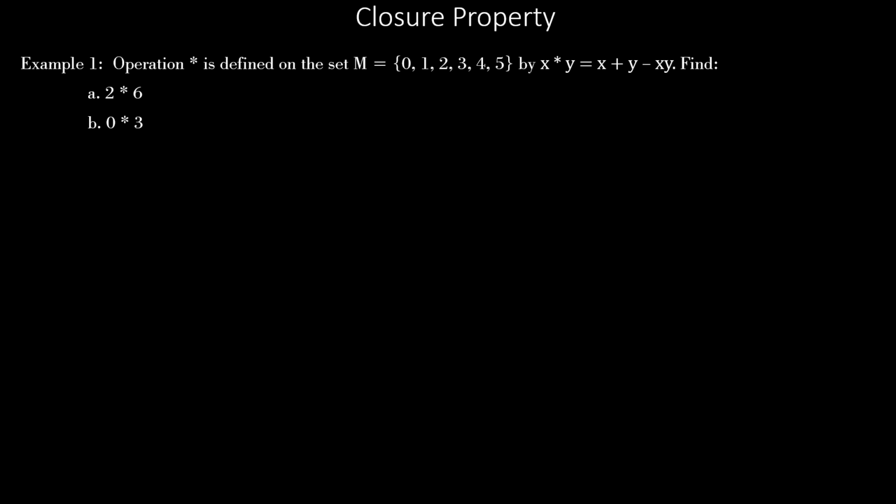Here we have an example. Operation asterisk is defined on the set M, which is equal to {0, 1, 2, 3, 4, 5}, by x asterisk y to be equal to x plus y minus xy. Find A, 2 asterisk 6, B, 0 asterisk 3. Let's go back to our definition. The operation asterisk is defined as x asterisk y to be equal to x plus y minus xy. So in A here, we have to find the solution to the question 2 asterisk 6.